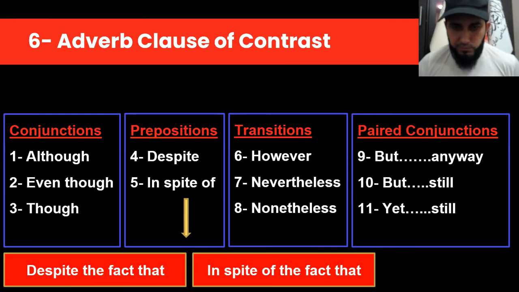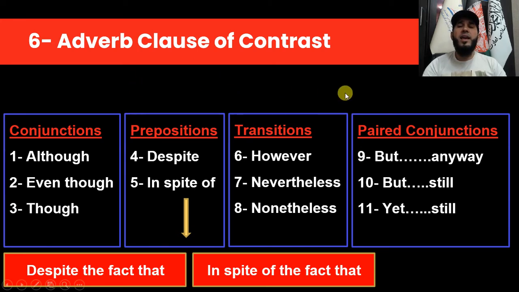He couldn't pass the final exam, however, he studied hard. He's not able to find a good job, however, he is a qualified person. He's not able to find a job, nevertheless, nonetheless, he's a qualified person.